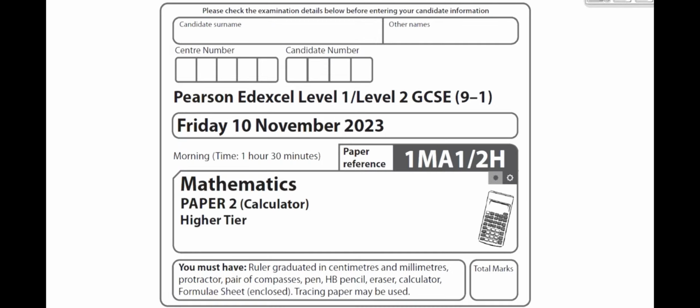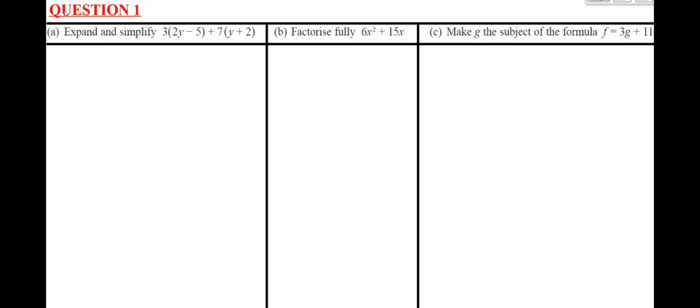Let's talk through together question number 1. So question 1 is purely algebra. The first one is just expanding and simplifying. So I'm going to write these brackets out again myself, just bigger and clearer to illustrate the solution. So we've got 3 lots of 2y minus 5 plus 7 lots of y plus 2.